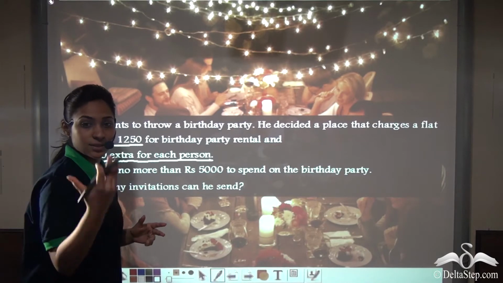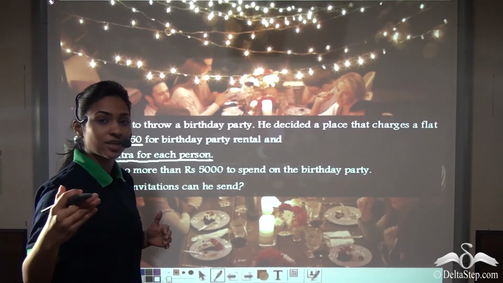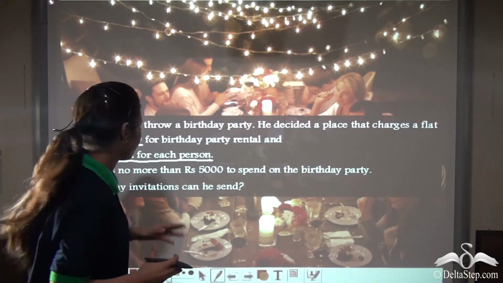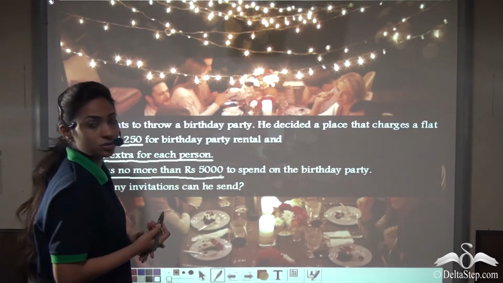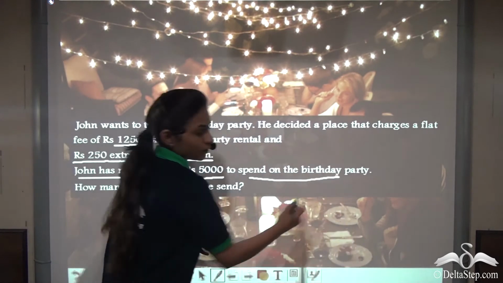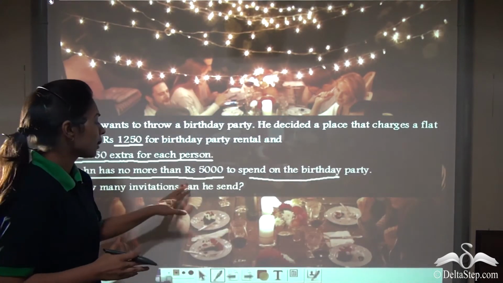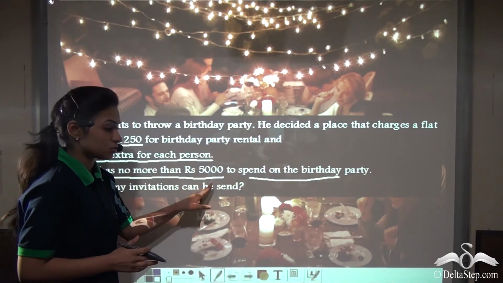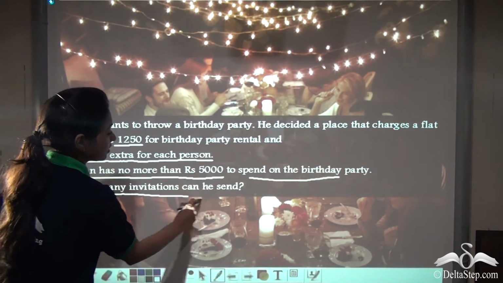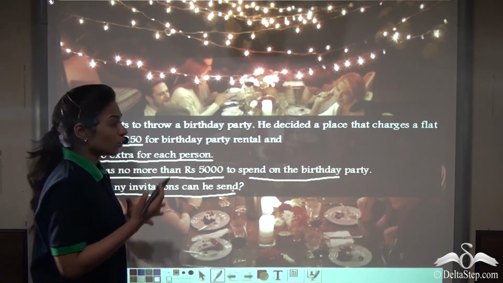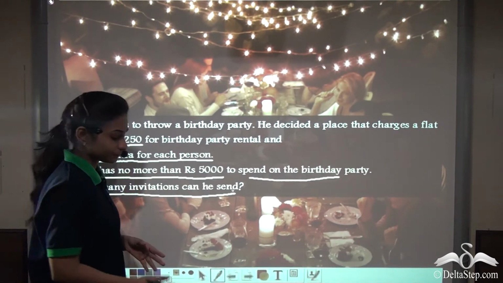So, how many persons does he invite? He has to pay 250 extra for all of them. Now, John has no more than rupees 5000 to spend on the birthday party. He's got a budget from his parents that he can spend only 5000. So, he faces a problem as to how many invitations he can send. So, can you help him do this?